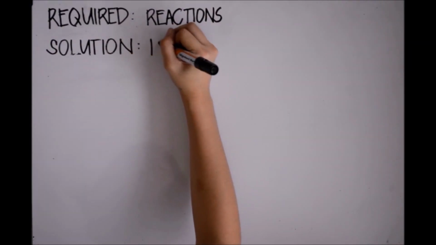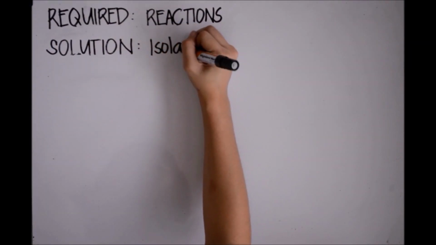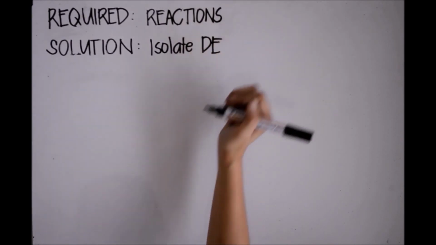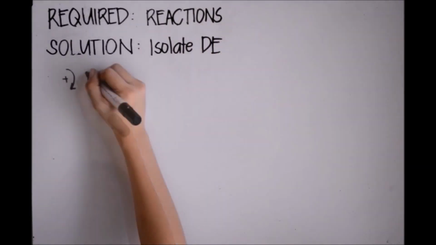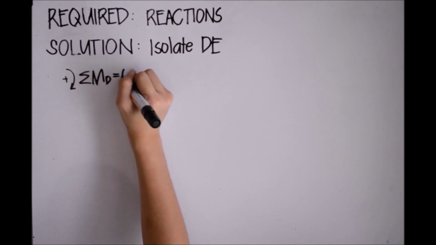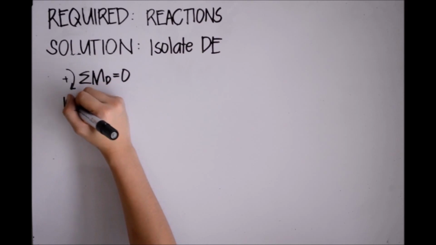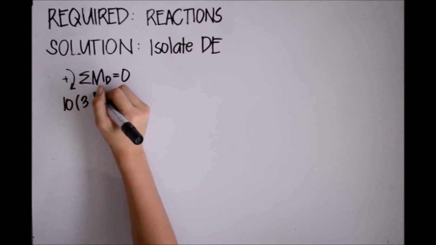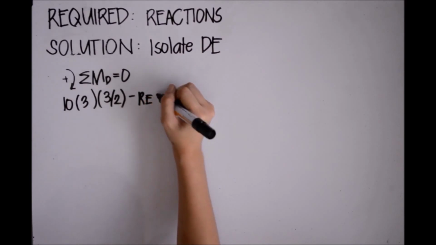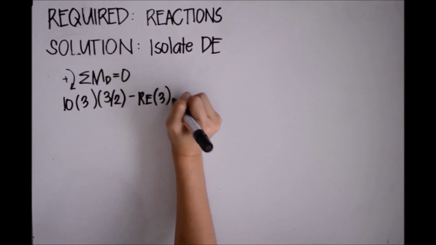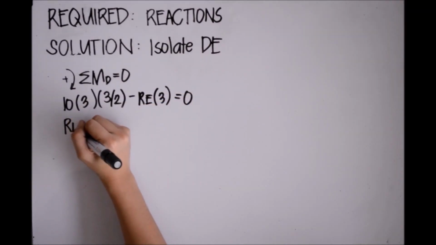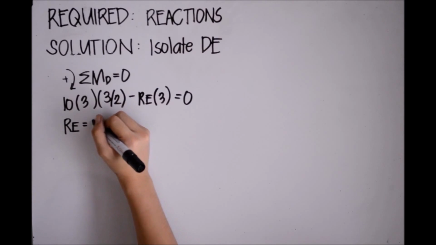In this problem, we are required to find the support reaction. To solve the problem, we will first isolate member DE by summation of moment at T equal to 0. We will have 10 times 3 times 3 halves minus RE times 3 is equal to 0. We will have the value of the reaction at E, which is 15 kilonewtons.